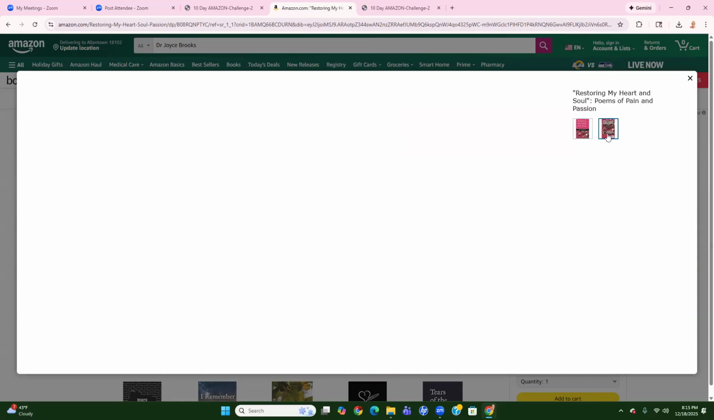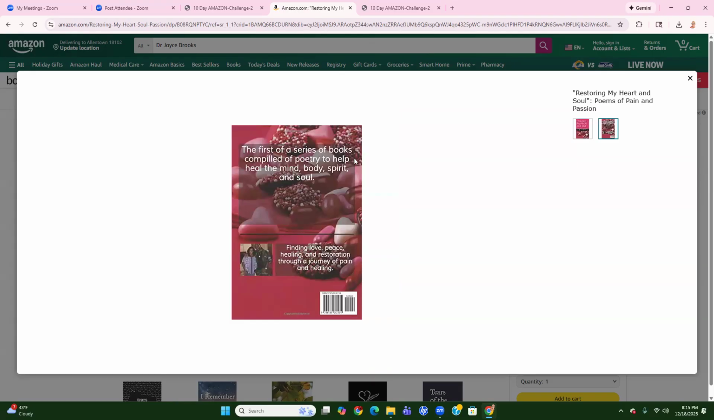Joyce Brooks. And here's the back of the book. The first of a series of books compiled of poetry to help heal the mind, body, spirit, and soul. Finding love, peace, healing, and restoration through a journey of pain and healing. She wrote this book to honor the memory of her son, who's right here in the photo with her. He was murdered. Him and his girlfriend were murdered years ago. And so she wrote this book as a part of her healing process and her healing journey so that other people could find peace as well.